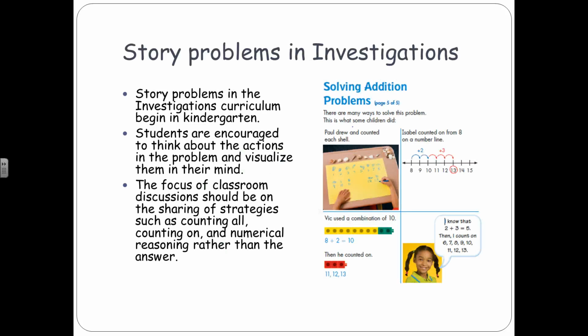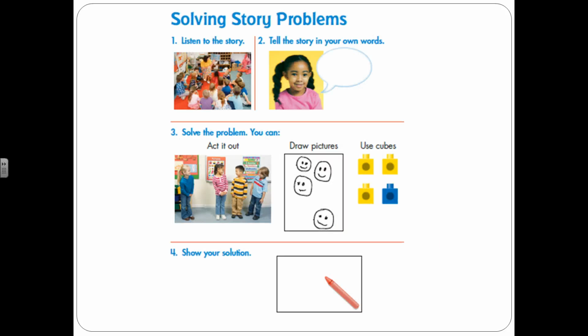Story problems in Investigations. Story problems in the Investigations curriculum begin in kindergarten. Students are encouraged to think about the actions of the problem and visualize them in their mind. The focus of the classroom discussion should be on the sharing of strategies, such as counting all, counting on, and numerical reasoning, rather than the answer. The first step is for the students to listen to the story problem. Then they tell the story in their own words. Next, they solve the problem by acting it out, drawing pictures, or using cubes or other manipulatives, and then showing their solution.